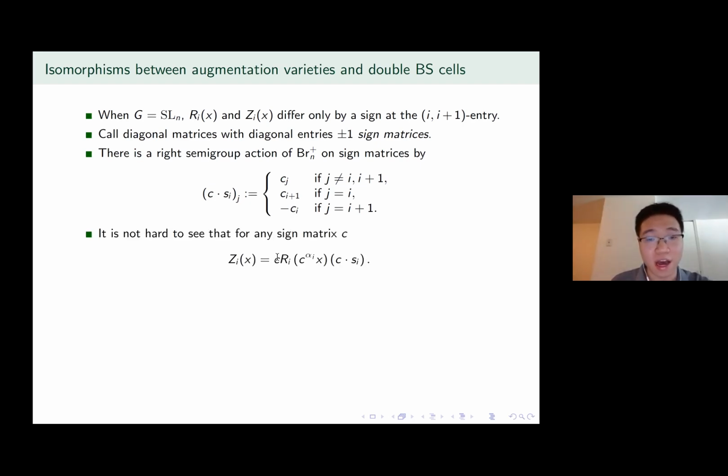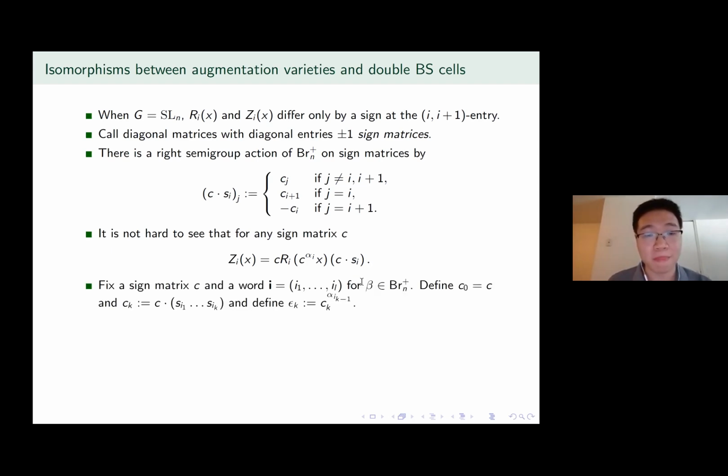And you can also prove that Z sub I X is actually equal to, for any sign matrix C, C times R sub I times this sign matrix evaluated at the simple root alpha I. So alpha I basically pulls out the I and the I plus 1 entries and then multiplies them together. Right. So C to the alpha I times X, and then you multiply by another matrix that's a result from acting on C by S I. So this identity always holds.